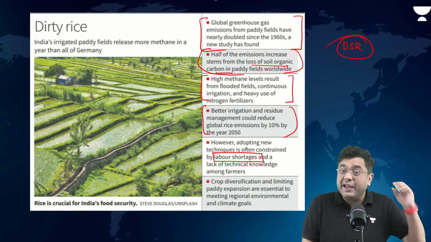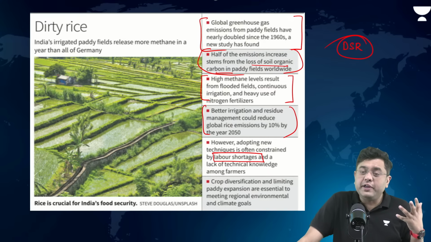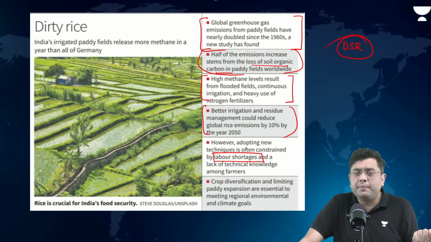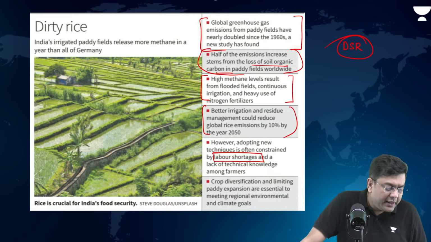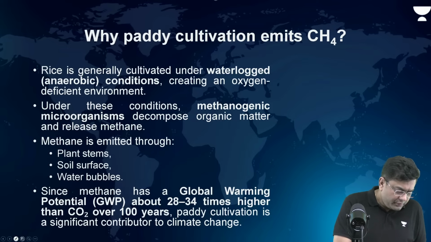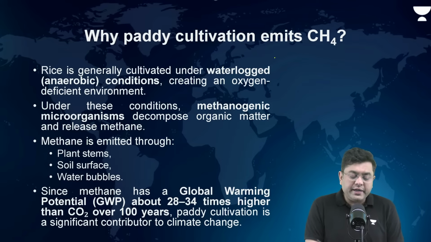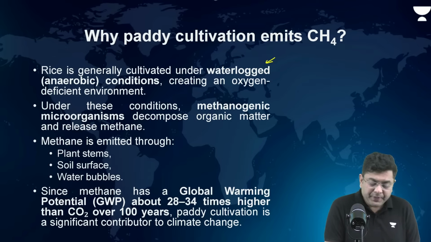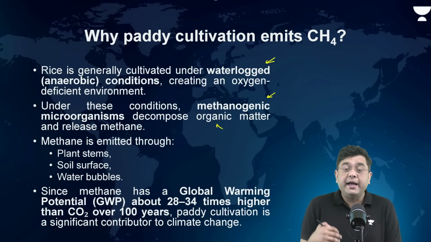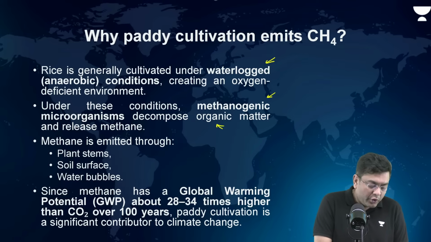One of the other solutions can also be, and should also be, crop diversification. We still have regions in the northwestern part of the country where, despite lack of water, we produce rice. Crop diversification, multi-cropping is the way to go. So why does paddy cultivation emit CH4? First of all, rice is cultivated under waterlogged conditions, creating an oxygen deficient environment.